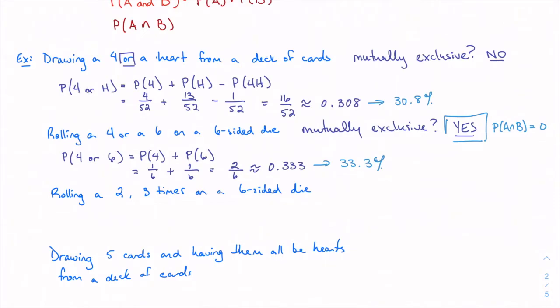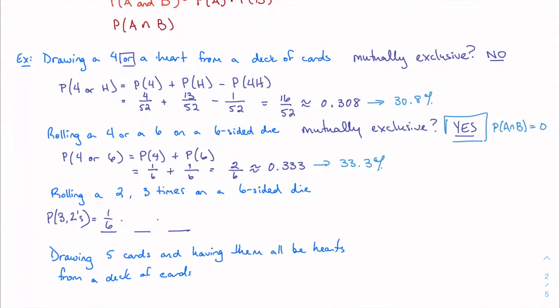rolling a 2 3 times on a 6-sided die. I prefer to actually set this one up this way. Probability of 3 2s. And actually set up blanks so I can calculate each probability on its own. So I roll a die. And sounds like I'm losing my train of thought. I roll a 2. So there's 1 out of 6 ways I can get a 2.